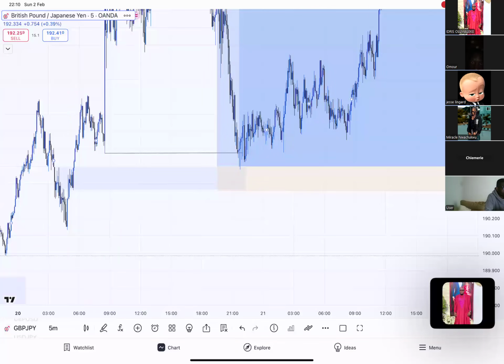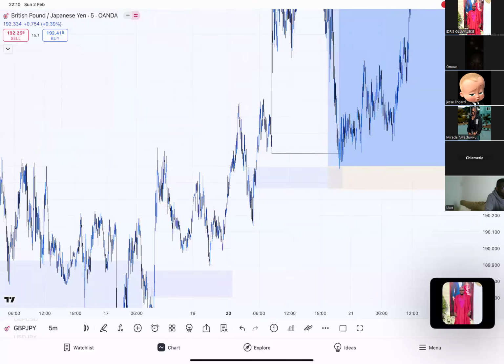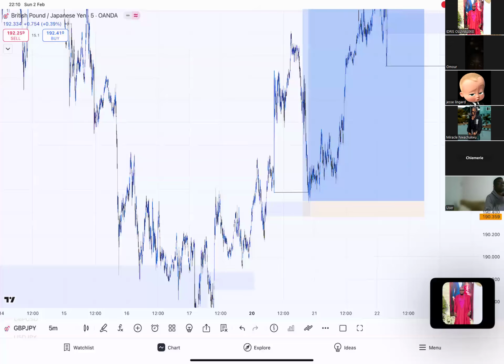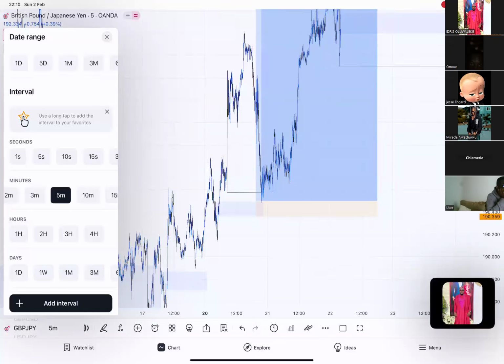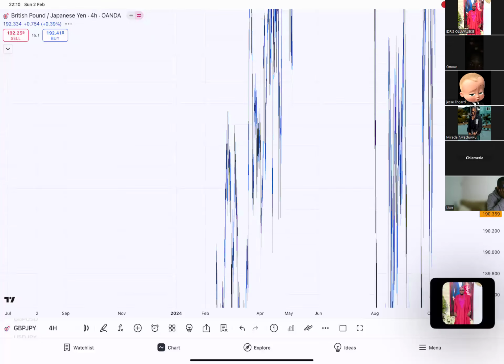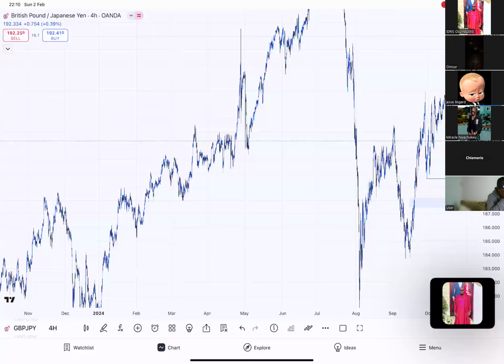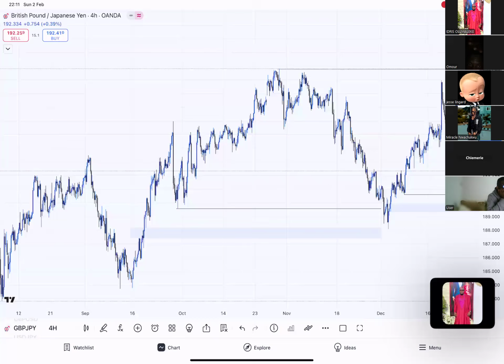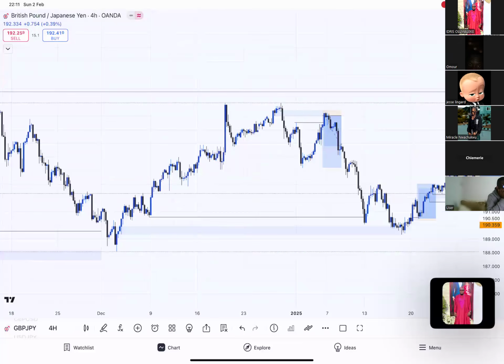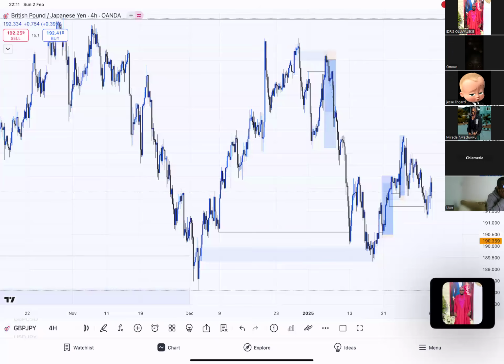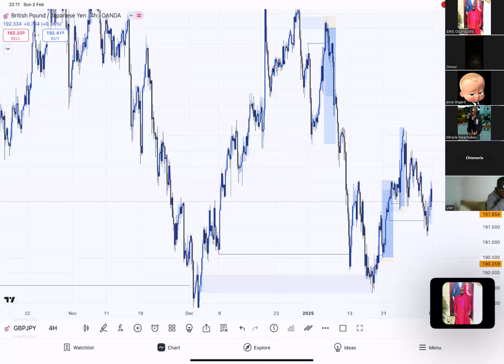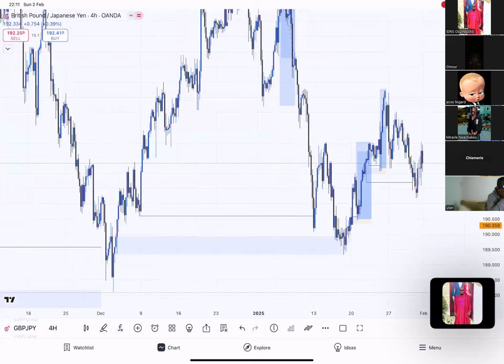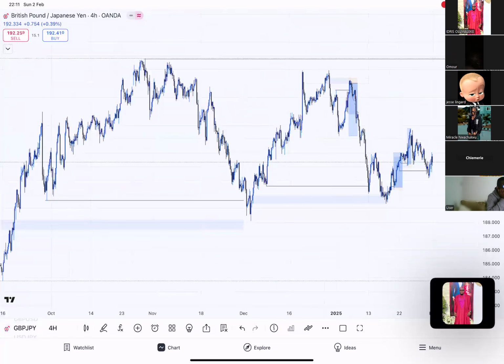Now, let me show you something. Before marking out this zone, I have to go to a bigger time frame. A bigger time frame showed me what I want before I started buying. That's what you guys need to understand about structures and everything. This is the structure, this is the liquidity in the bigger time frame. So I've gotten everything I want in the bigger time frame.